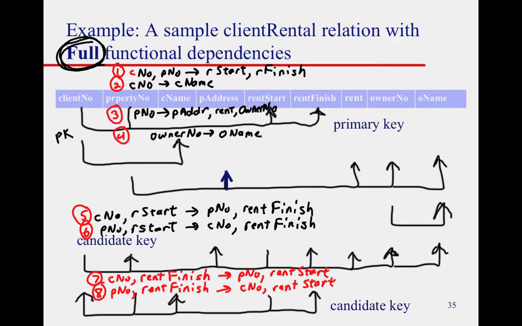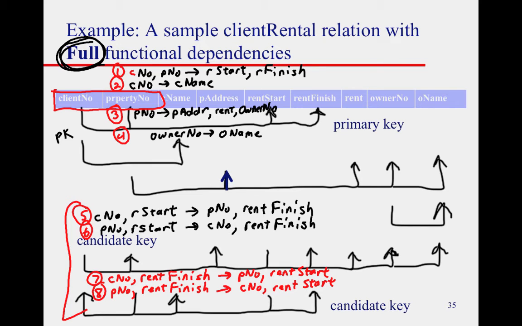Okay, so we have these 8 functional dependencies. Now, the primary key, we just have to choose it. We're going to choose the primary key to be the client number and the property number. So there's actually 5 candidate keys. 5 through 8 define also candidate keys. But we're going to choose client number and property number as our primary key.